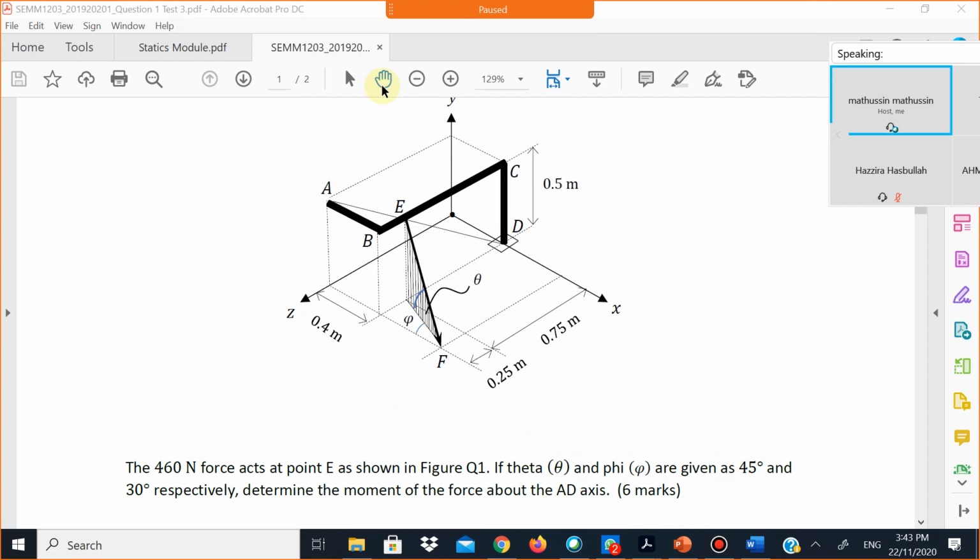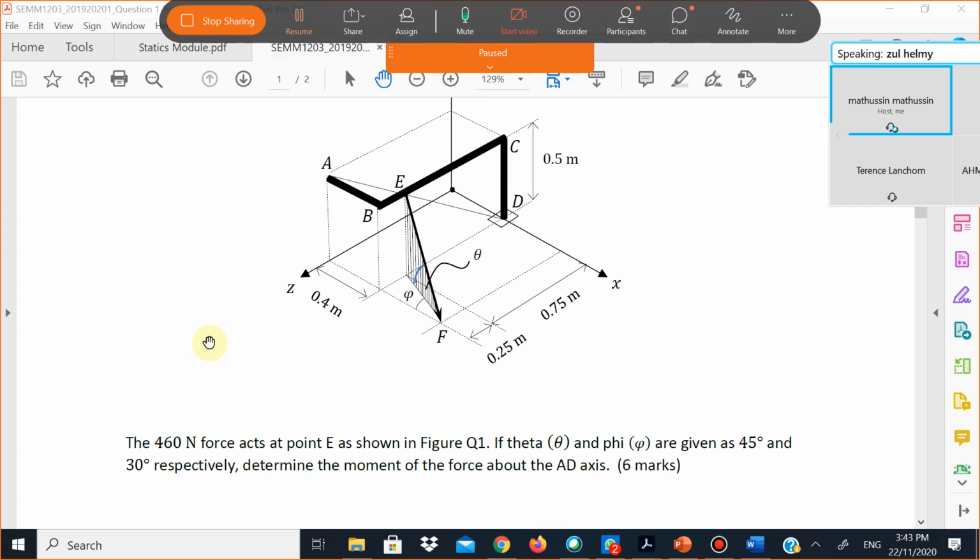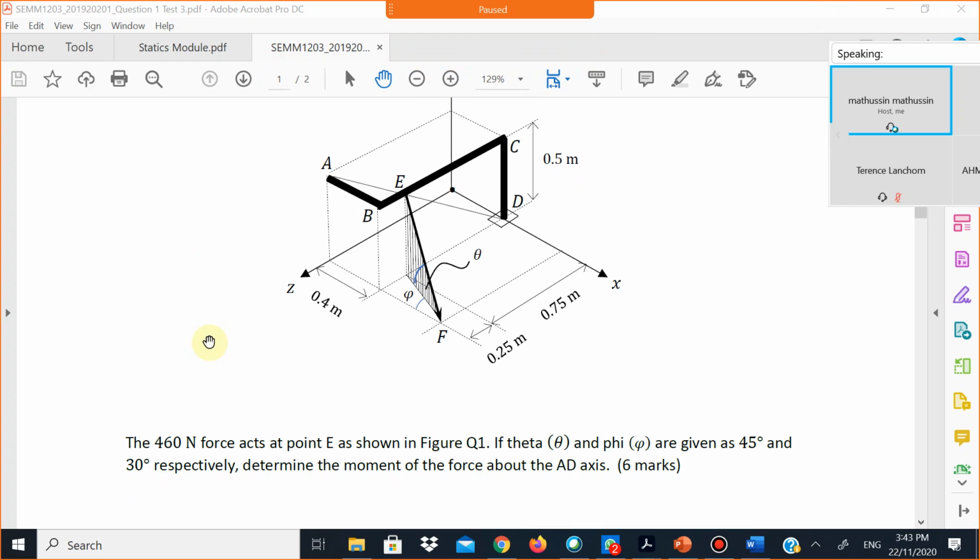Soalan ni nampak tak? Nampak. Okay. Soalan ni, the 460 Newton force X at point E, mana point E? Ni, point E, as shown in figure question 1 lah.